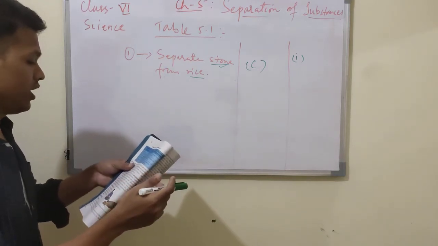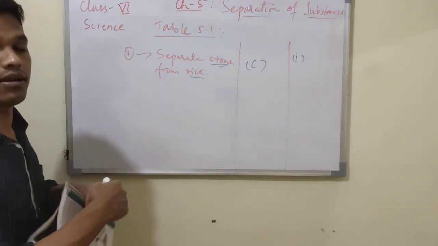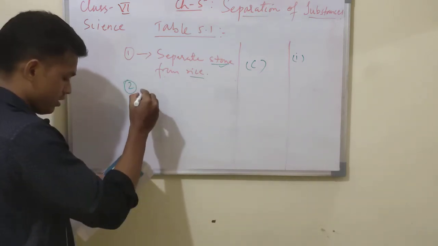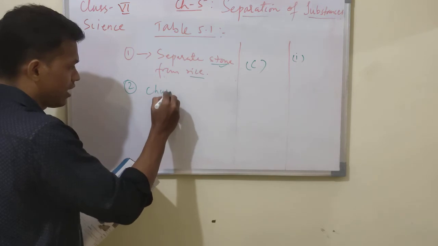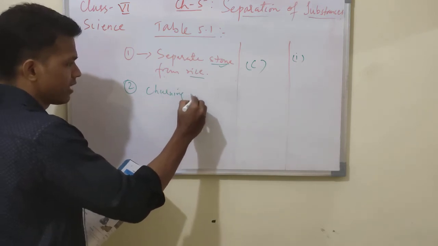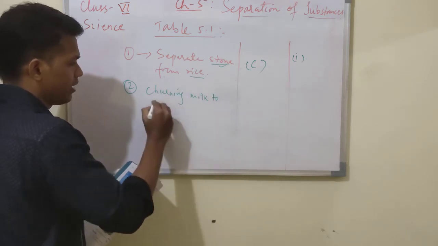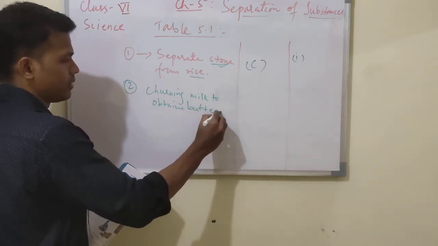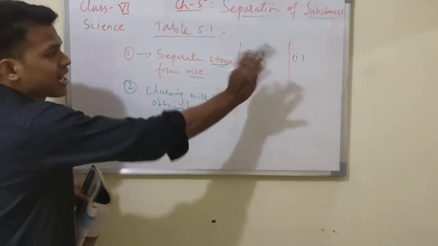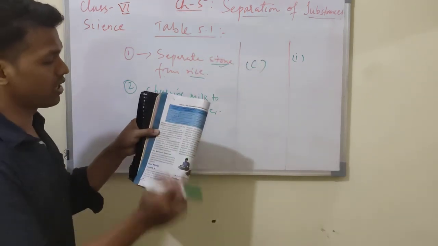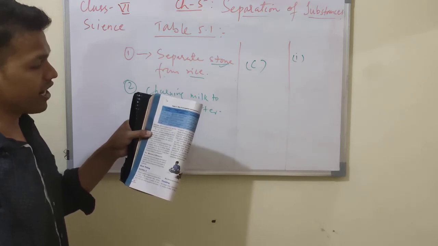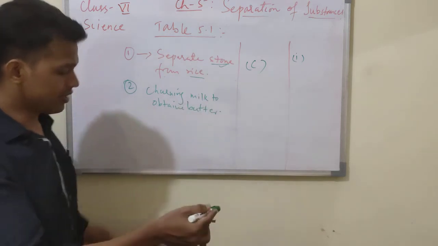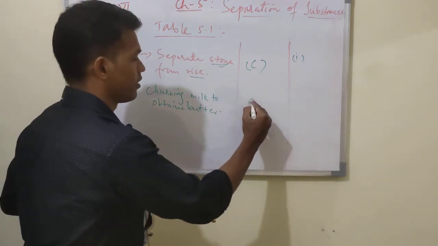Next, number 2 is churning milk to obtain butter. Churning milk to obtain butter. Here we will see both A and B. A is to separate 2 different but useful components. Both are useful. Milk is also useful, butter is also useful. So the answer is A.